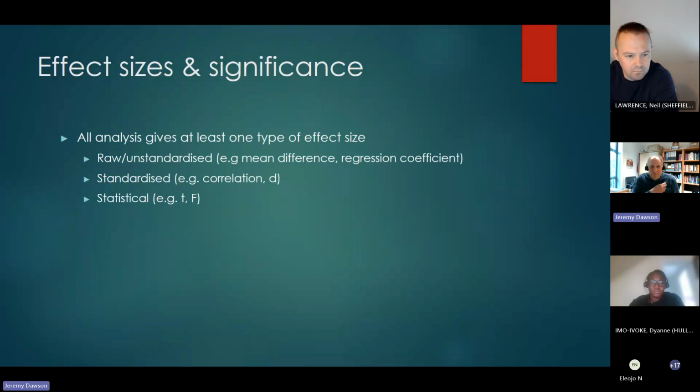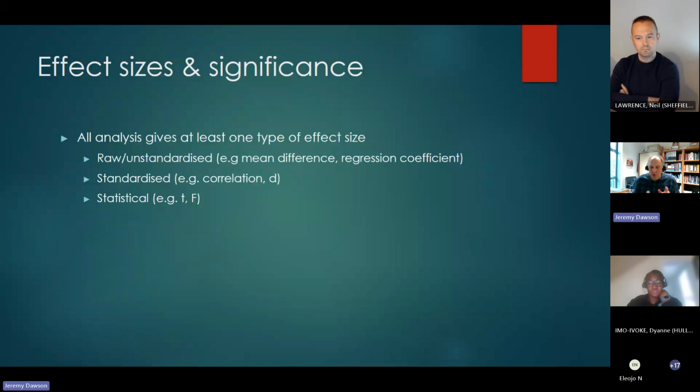Effect size just means something that describes how big an effect is. And there are different types of effect size. The most straightforward one to understand is what is sometimes called the raw or unstandardized effect size. For example, the difference in mean between two groups, or a regression coefficient. I'll explain regression coefficients in a few minutes. Or it could be something else where the numbers represent something about the actual data that you are looking at.